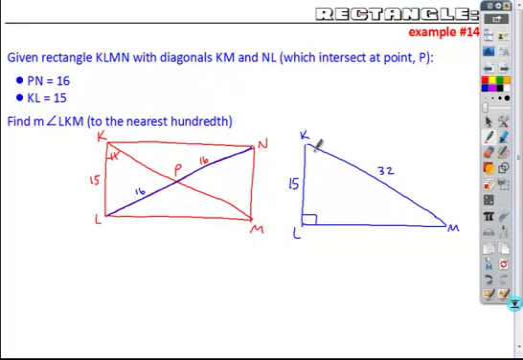We want to find LKM, which is this angle right here. Okay, so I'm going to go ahead and label this theta. And so with respect to my angle theta, I have an adjacent leg and a hypotenuse. Adjacent and hypotenuse are related by which trig ratio? Cosine. So I know that the cosine of theta is equal to adjacent over hypotenuse. So theta itself is going to be the inverse cosine of that ratio.